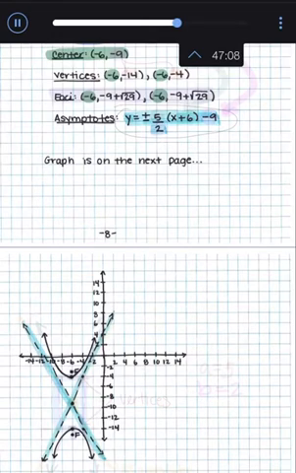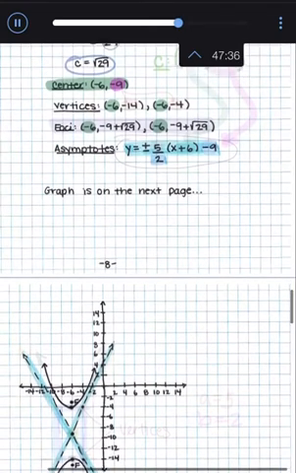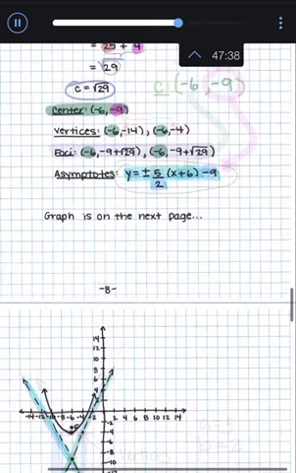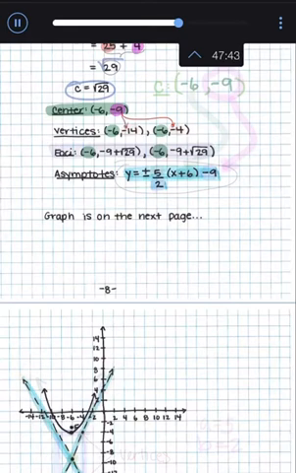Well, we take the y-coordinate for the center, which was negative 9, and we add or subtract the radius for the major axis, which we said was 5. That was our a was 5. So we'll add and subtract 5 to the negative 9. So adding 5 to the negative 9 gets us negative 4. Subtracting the 5 gets us negative 14.